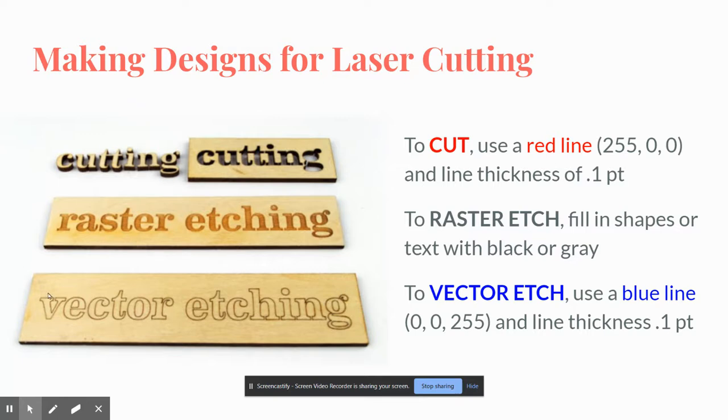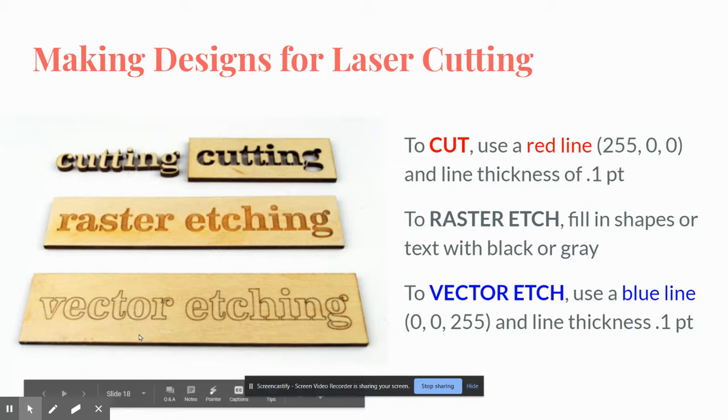And the last thing the laser cutter can do is vector etch. So vector, meaning it's following a single outline, to trace one line, but it's etching because it's not going all the way through the material. So to achieve vector etch, your lines need to be pure blue, so 0, 0, 255 on RGB, and with a thickness of 0.1 point.